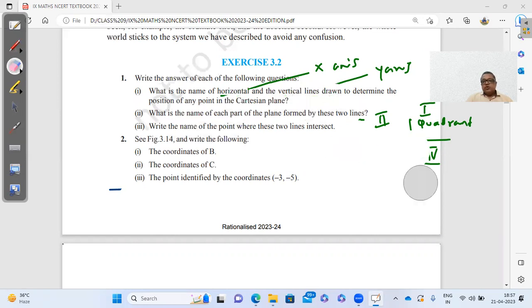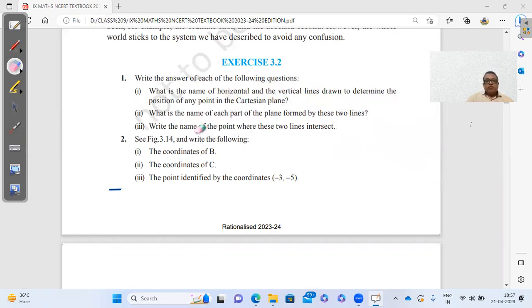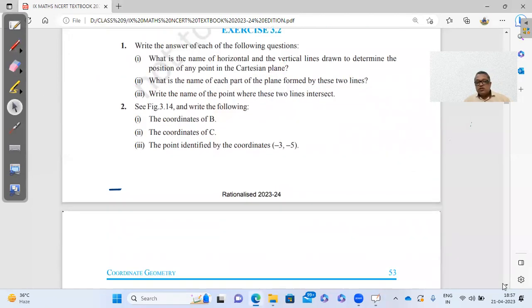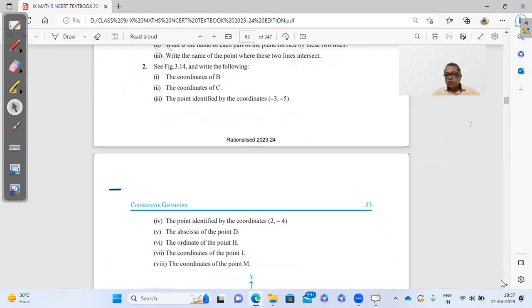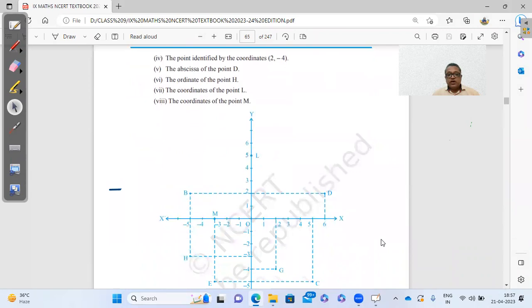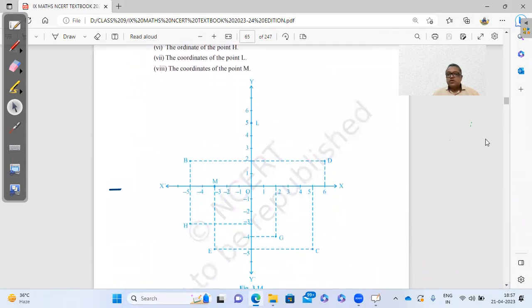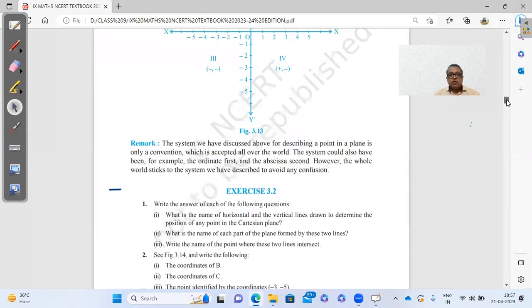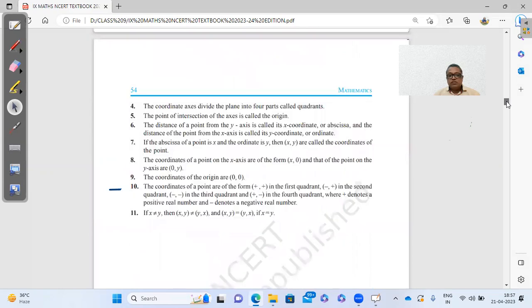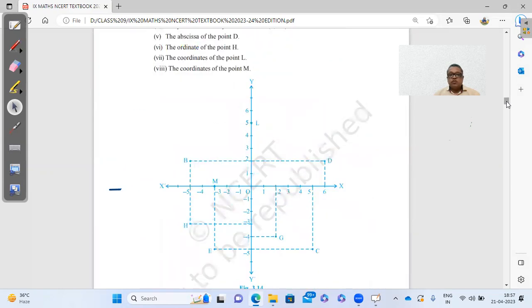Then we go on to question number 2. They have already given a figure. On the basis of that figure, we have to answer the questions. This is the figure given already. And the first part of the question says, write the coordinates of B and C.